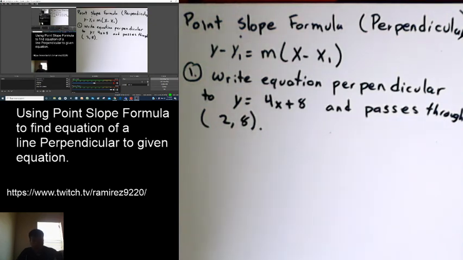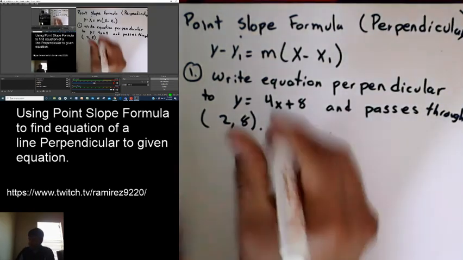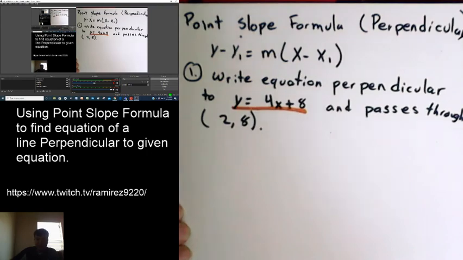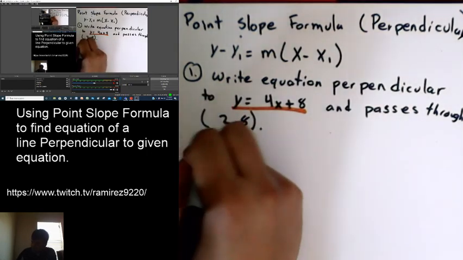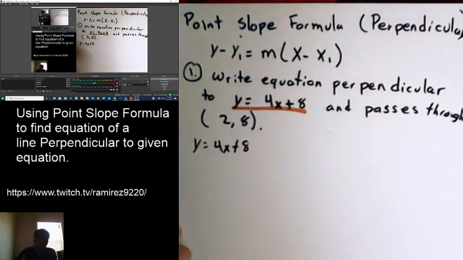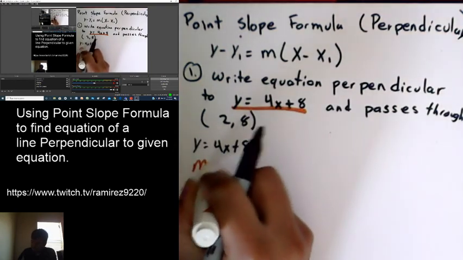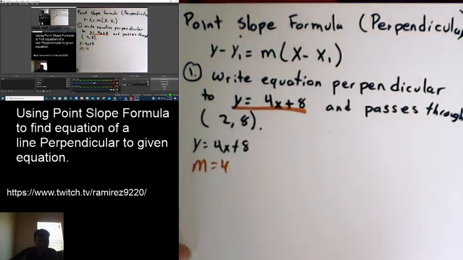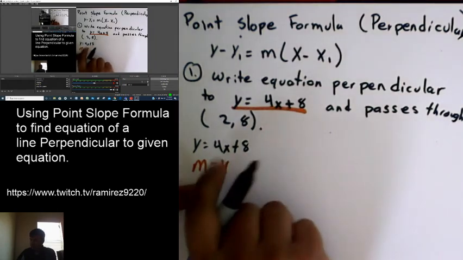Okay, so if they say instead of using the parallel equation, they want something that's perpendicular. Well, remember that perpendicular equations have the negative reciprocal slopes. So you're gonna look at the slope right now. According to this equation, my slope is 4. If I wanted to do a parallel equation, that's what I would use here.